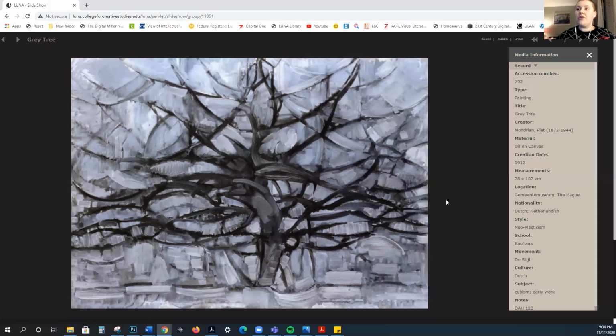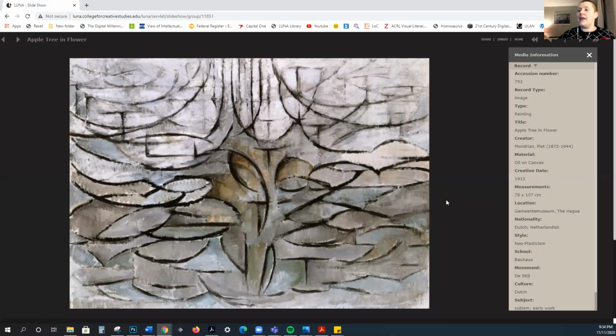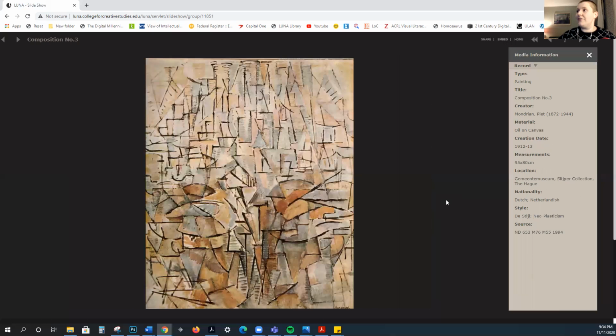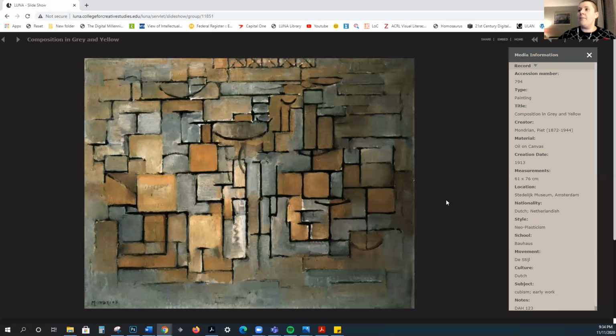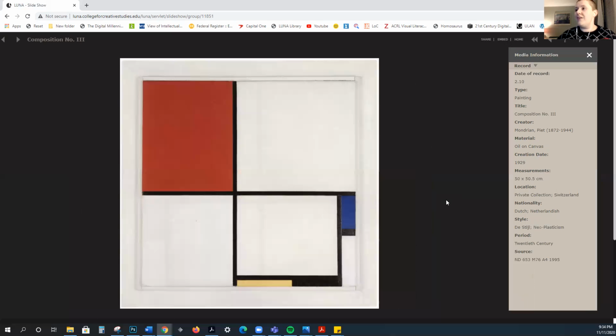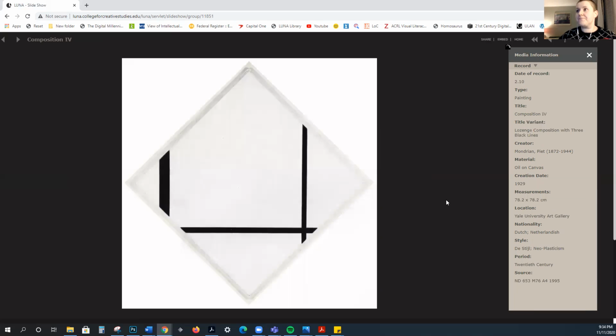He actually started out much more figurative. You can see this painting Gray Tree from 1912 by Mondrian is very recognizable as a tree, although abstracted. And again, you can see the tree progressing, right? Cubist elements, very cubist. And then it becomes these very busy forms that eventually Mondrian will reduce to the simplest elements, lines, and the simplest colors, black, white, gray, and the three primary colors.